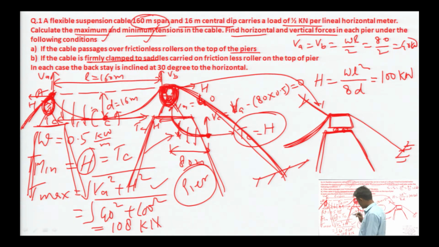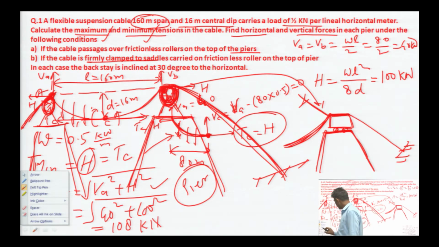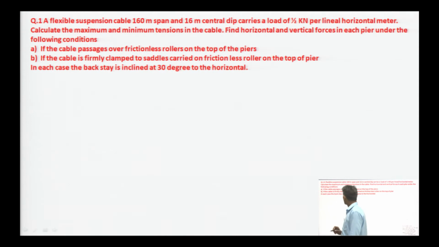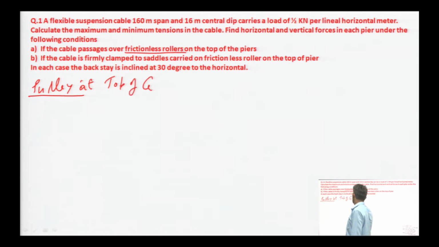So, that we need to calculate next. We will consider them one by one. First of all, for the frictionless pulley, the cable passes over frictionless rollers on the top of the piers. So, for the frictionless pulley, at the top of the cable.